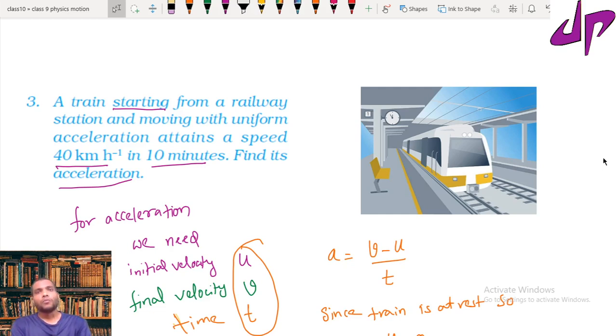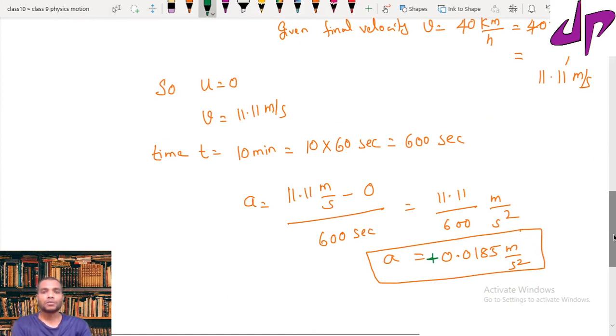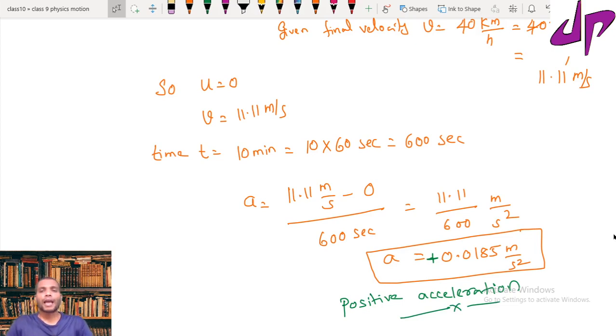Now, if you want to stop the train, it means you are already having a certain speed. To stop the train, you have to apply the brake. Now the train velocity decreases, so that time you will get negative acceleration. So these are the two examples. This is known as positive acceleration, and acceleration can also be negative. I will discuss one more problem with two cases together.